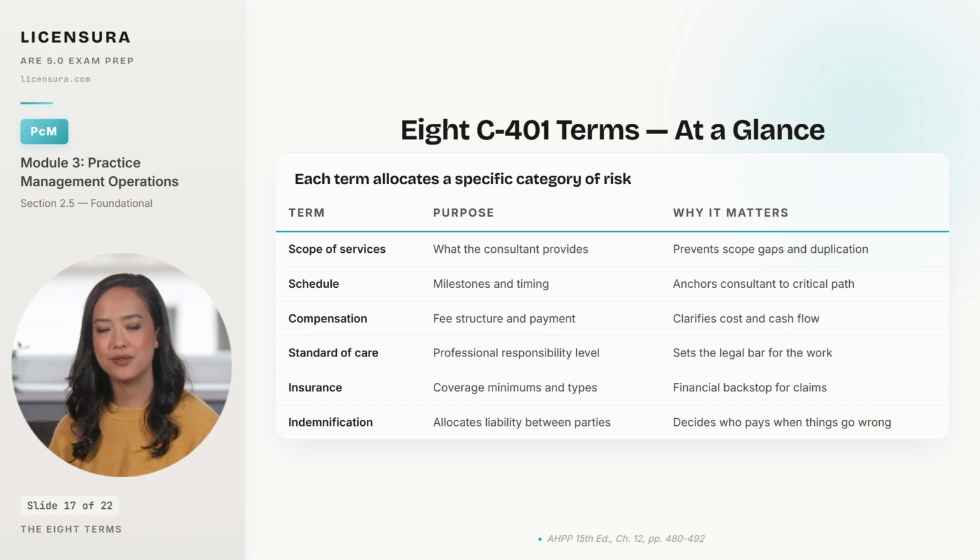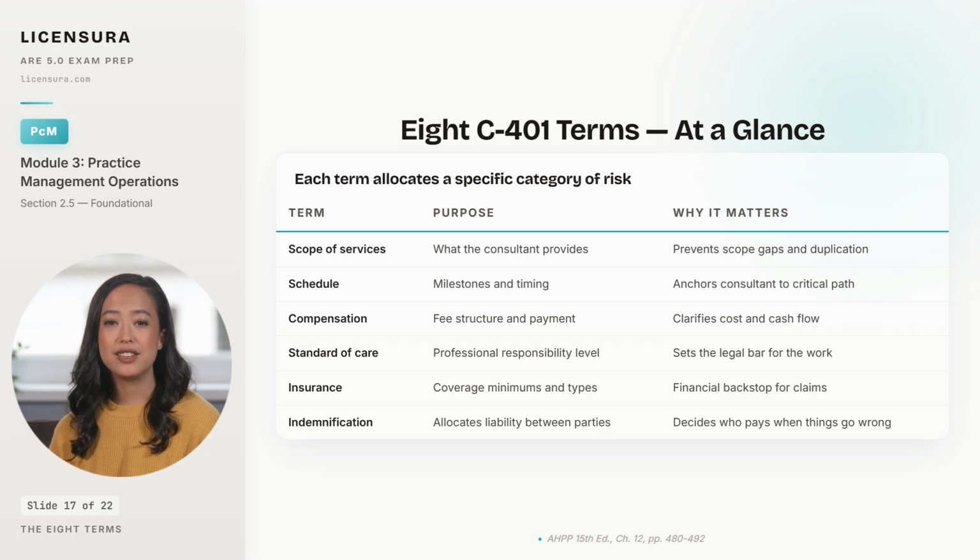Compensation establishes the fee structure and the payment terms. What gets paid, against what, and on what cadence. Standard of care sets the legal bar the consultant's work must meet, which is the level of skill ordinarily exercised by similar professionals in similar circumstances. Insurance specifies the coverage minimums and types. Professional liability is the central one, and creates the financial backstop when a claim lands.